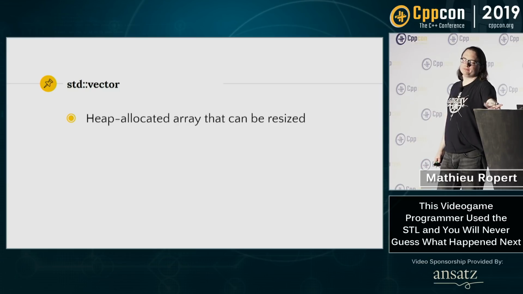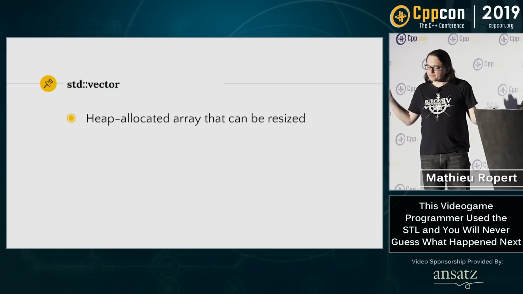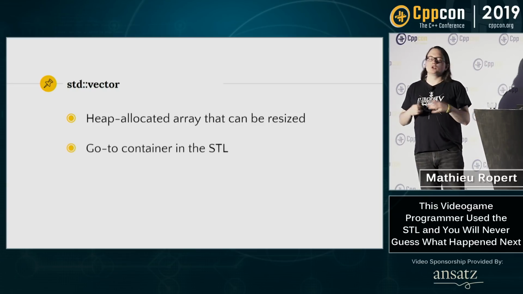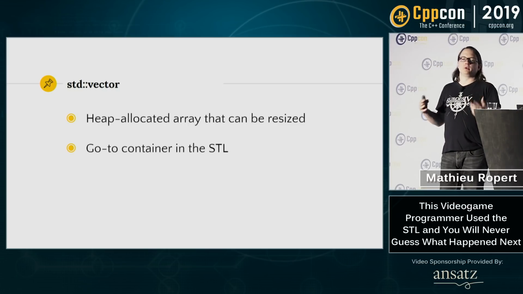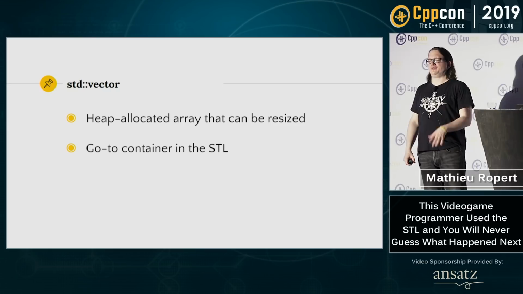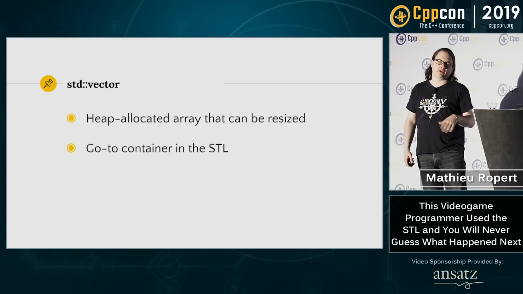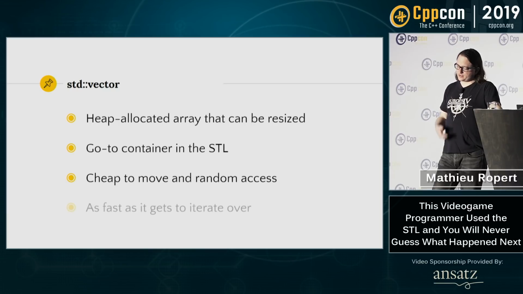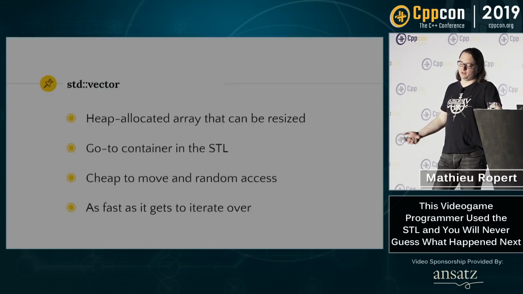So let's talk about vector. We all know vector. We all love vector. It's a heap allocated array that can be resized. It's the go-to container in the STL. I think it's probably what people say more and more, like, if you don't want to think, go for vector. Even if you don't want to think a lot, still go for vector. It's cheap to move, it's cheap to random access, it's as fast as it gets to iterate over.